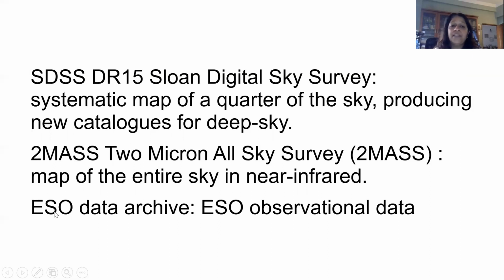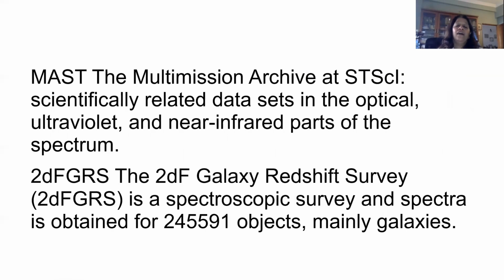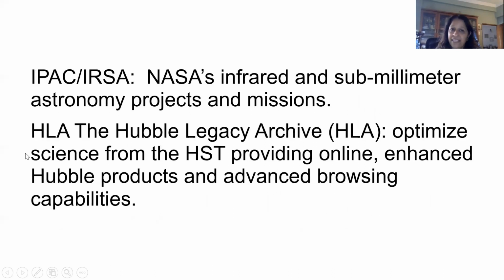Then the European Southern Observatory has its data archives where all their telescopes' data is available on the website, and you can access the data and use it effectively. There is MAST, the Multi-Mission Archive at Space Telescope Science Institute. It houses not just the Hubble data, but also data in the ultraviolet, the GALEX data, near infrared, and various other data sets. There is the 2-degree field survey also, which has a spectroscopic survey for a lot of galaxies.